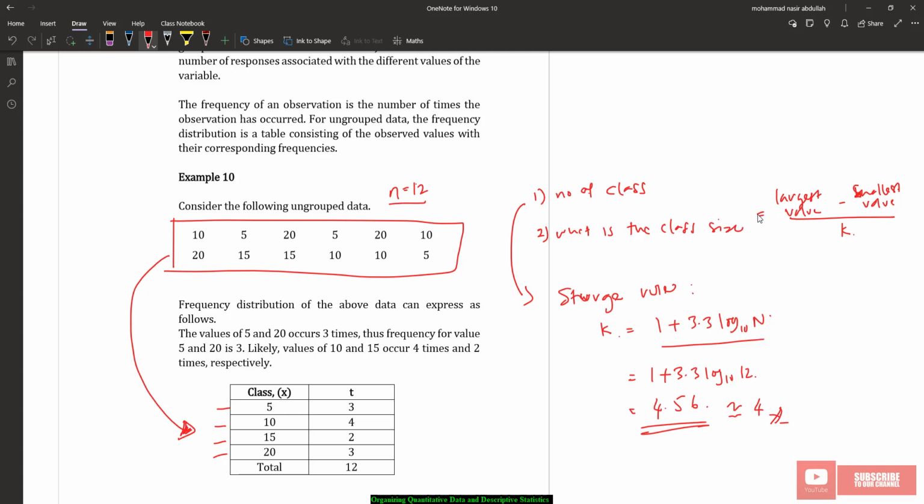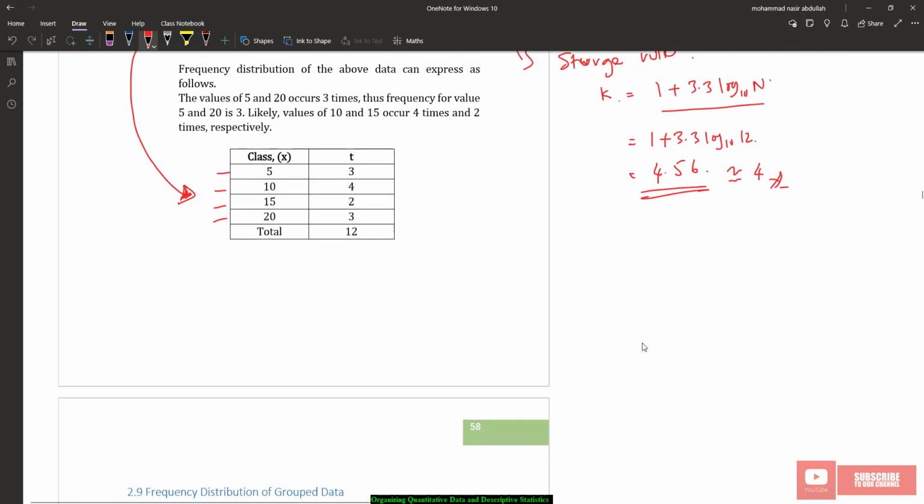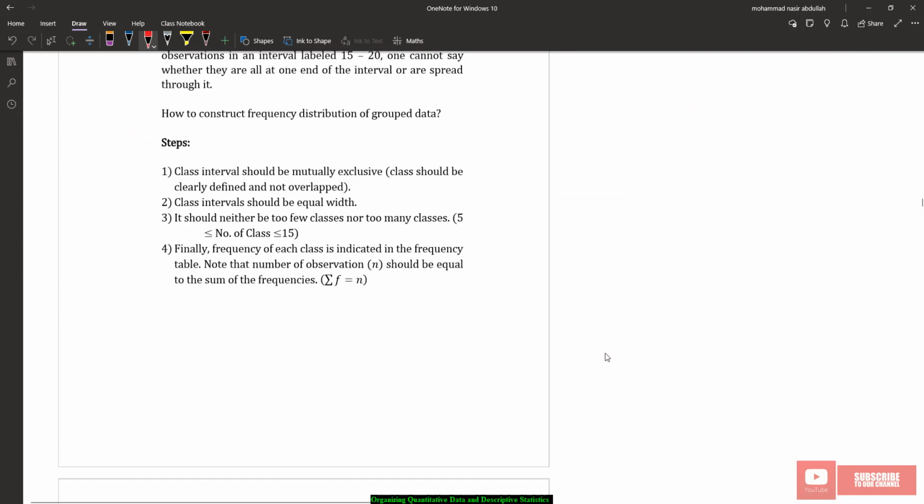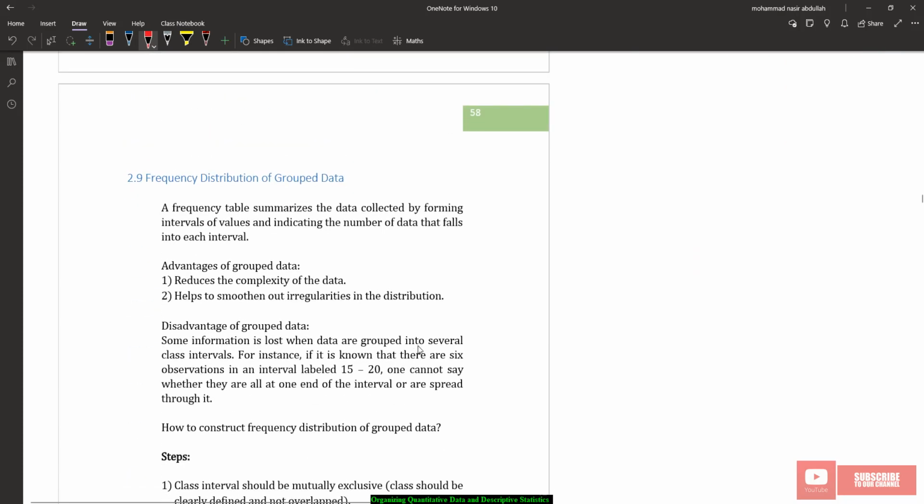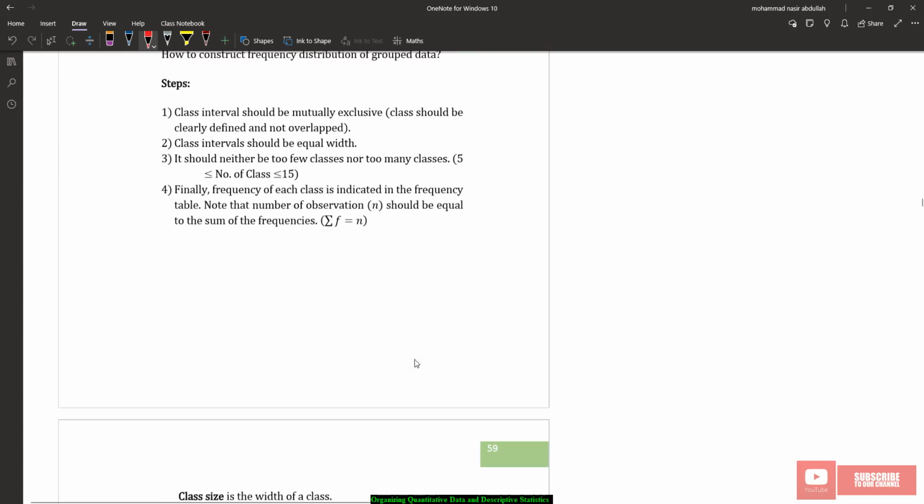No headache at all. You don't need to construct the frequency table, right? Because our aim is to learn that there is a way to construct a frequency table from ungrouped data, and we need to know this step. We don't need to construct, we just need to know this step, and of course this is going to be in your test, right?